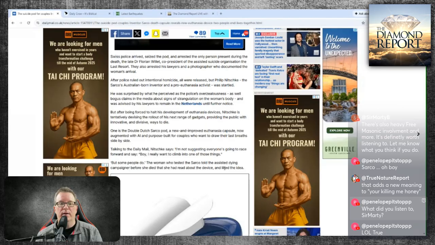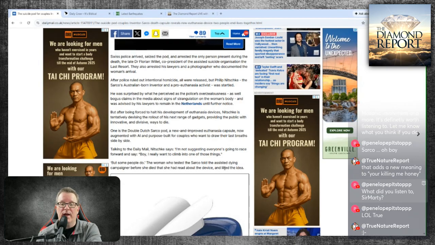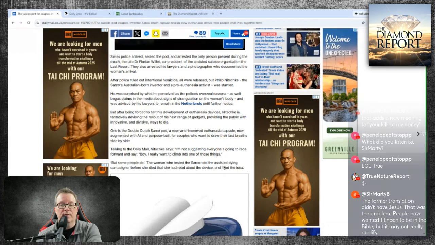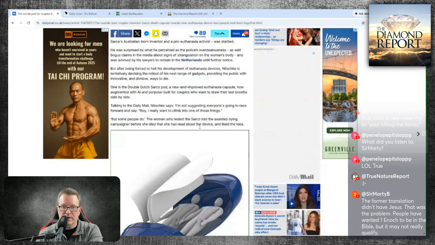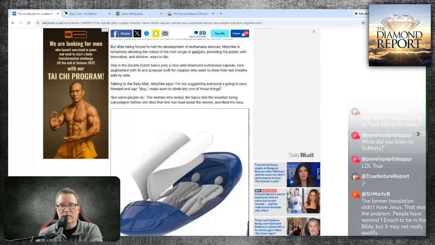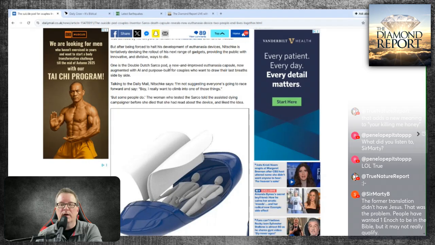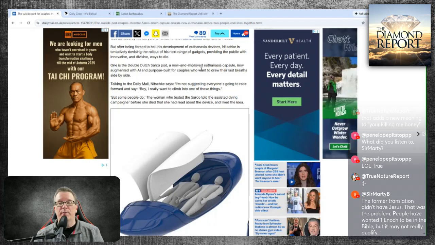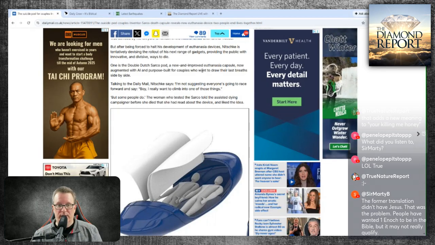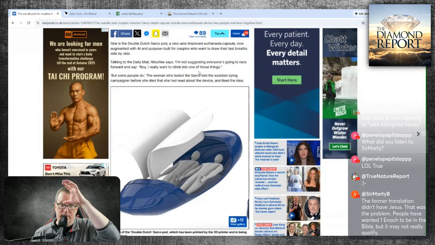After police ruled out intentional homicide, all were released, but Philip Nitschke, the Sarco's Australian-born inventor and a pro-euthanasia activist, says he was surprised by what he perceived as the police's overzealousness. Yes, but the woman killed herself right in front of them. So, but it's talking about this Double Dutch Sarco pod, new and improved euthanasia capsule, now augmented with AI. Oh boy, you can have AI kill you.